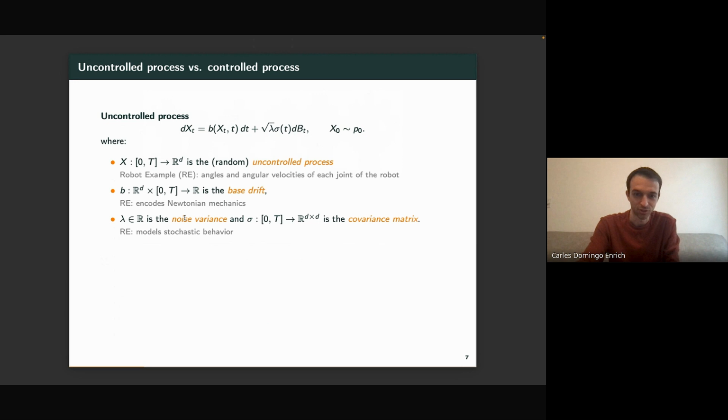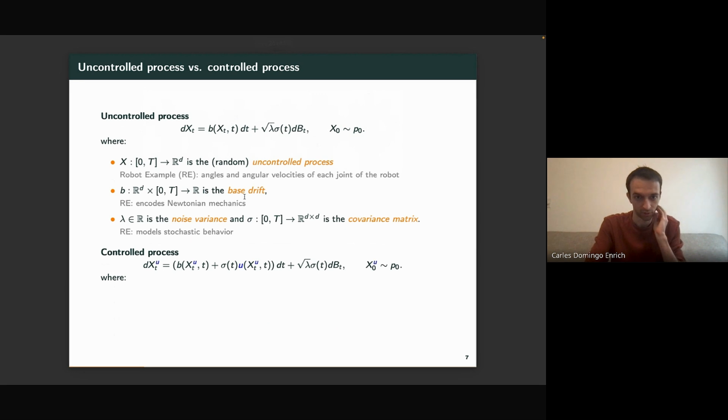Lambda is the noise variance, and sigma is the covariance matrix. You can actually merge these two. So here I just put them separate because that allows you to cover the case where you don't have noise. But yeah, if you want to think of them as a single thing, feel free to do that. And that would just be like how much stochasticity you have in your system. Of course, the bigger lambda and sigma, the more noise you have.